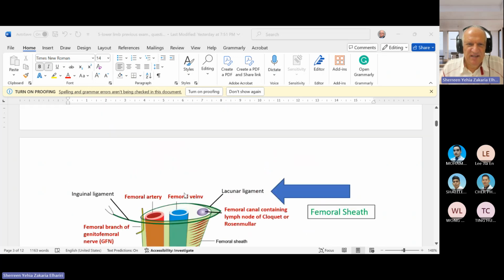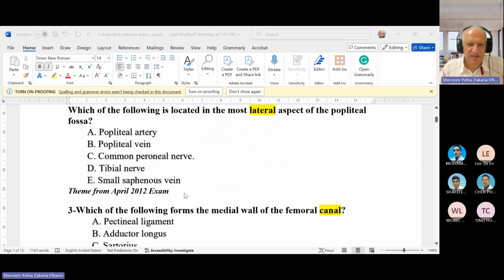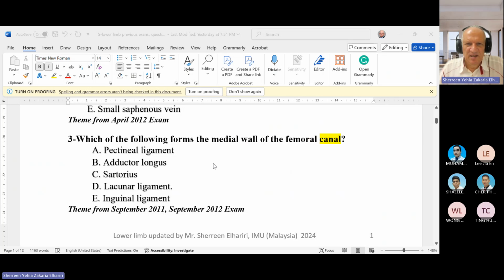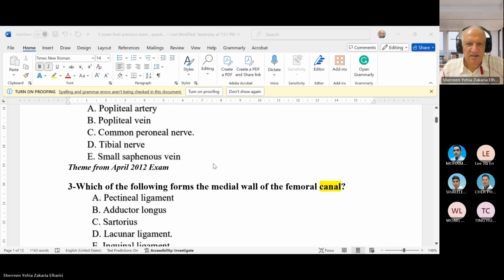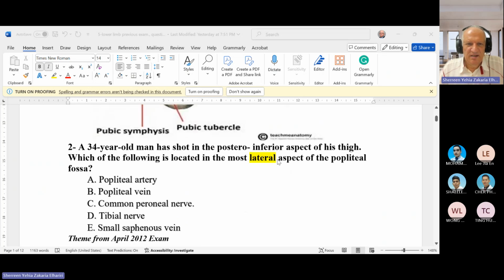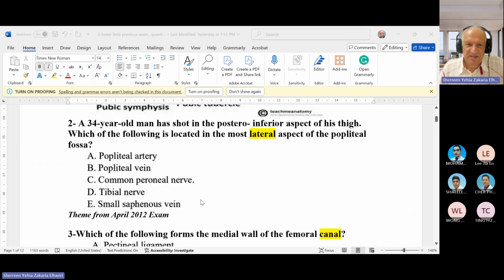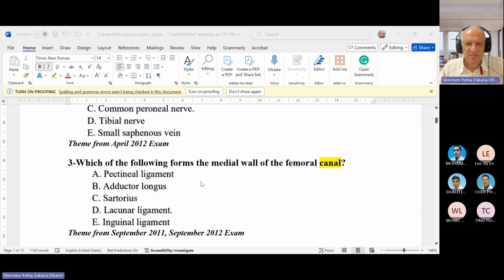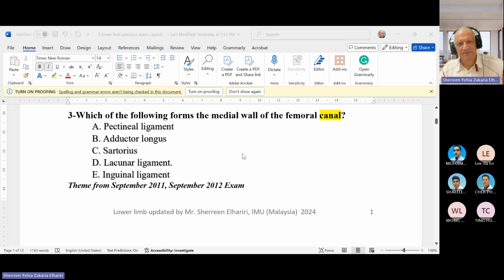So back again, the question is asking about the lateral aspect of the popliteal fossa, and it is the nerve, which is the common peroneal nerve. When this nerve is injured, they have foot drop, and it supplies the peroneal muscles, peroneus longus and brevis. Okay, next question.